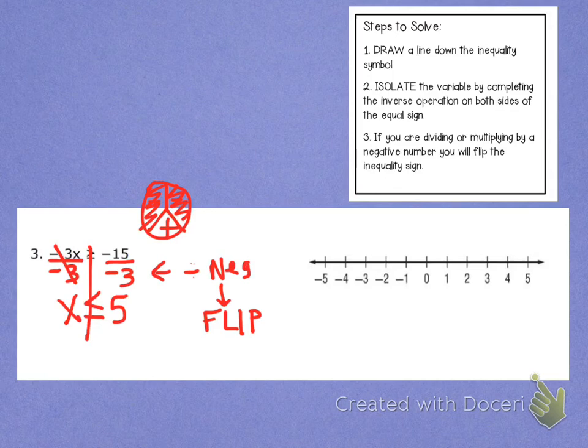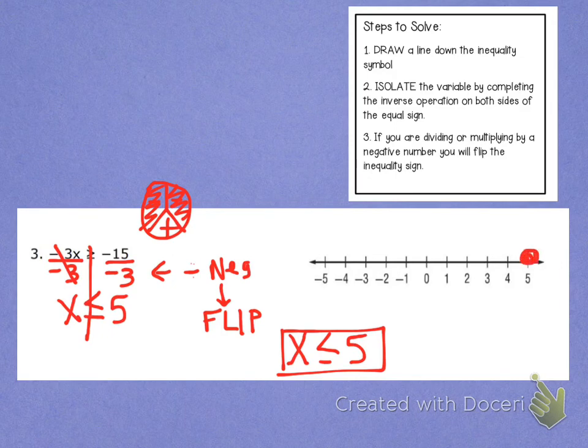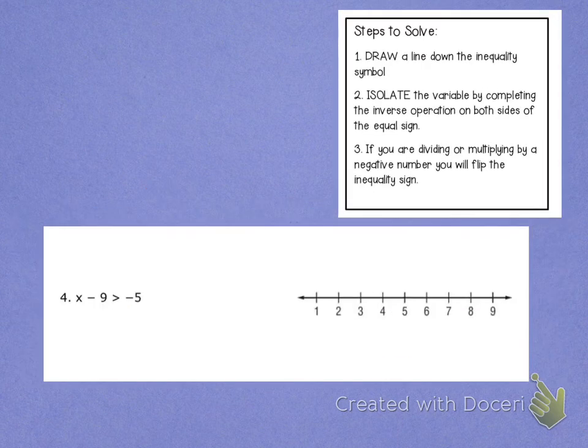So now my inequality symbol started at greater than or equal to, but it's going to end at x is less than or equal to 5. So we go over here. It's or equal to. Remember, or equal to means that it's a closed circle, and we are pointed to the left. We have one more. I want you to go ahead and try this one on your own and press play when you have finished.